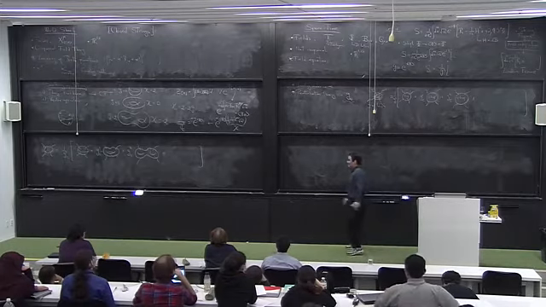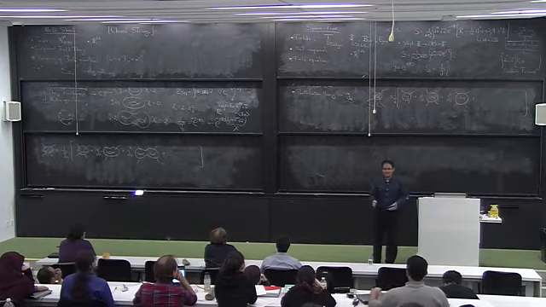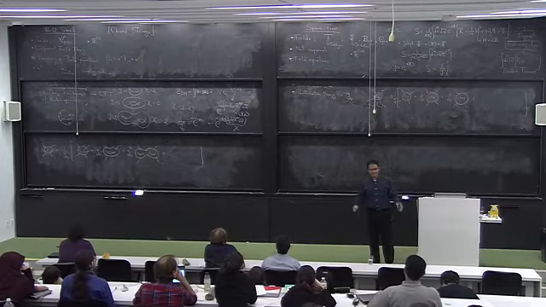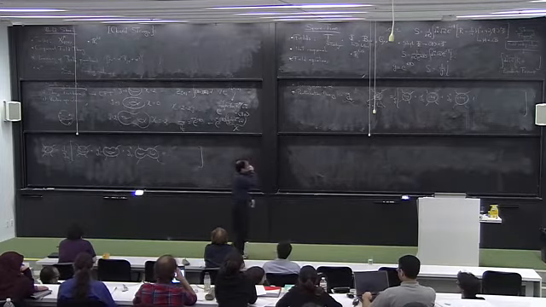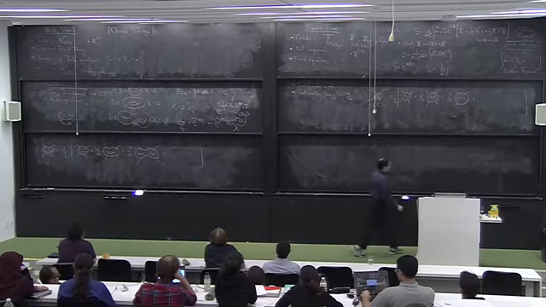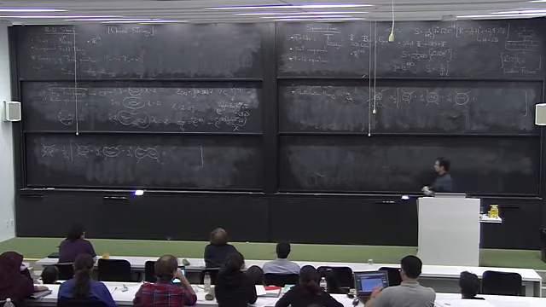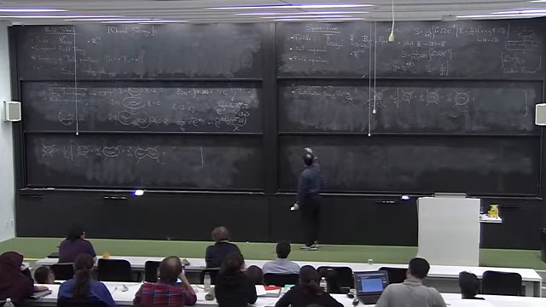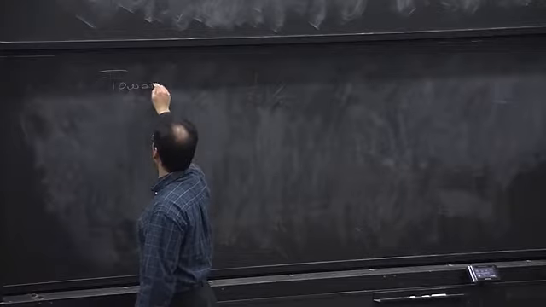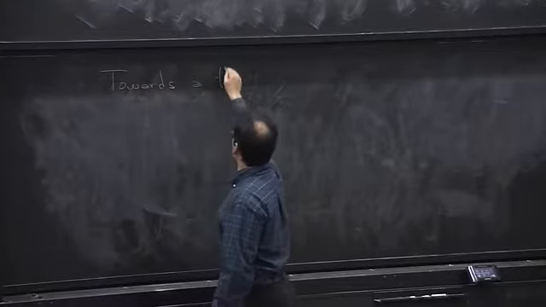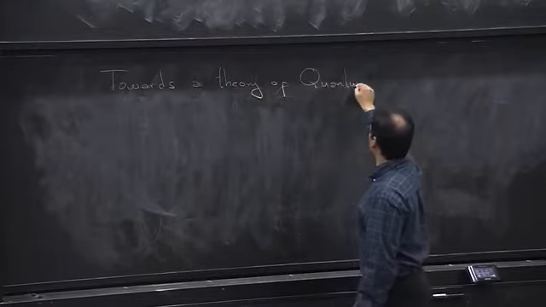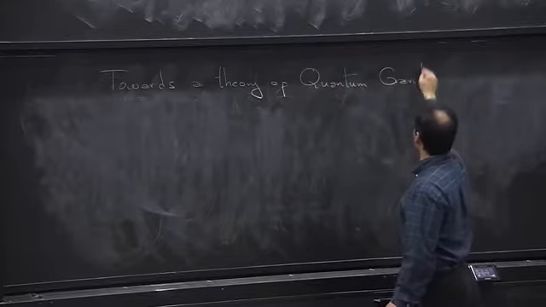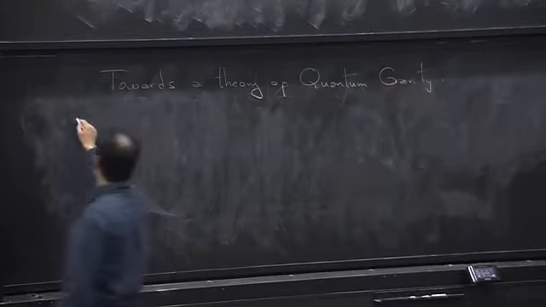But remember, we're barely in 1980 something. Okay? So what do we want to do now? We want to keep going towards a theory of quantum gravity.